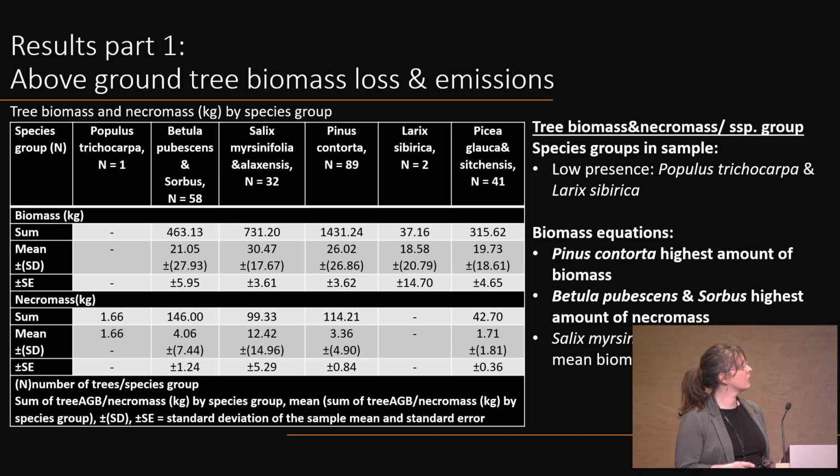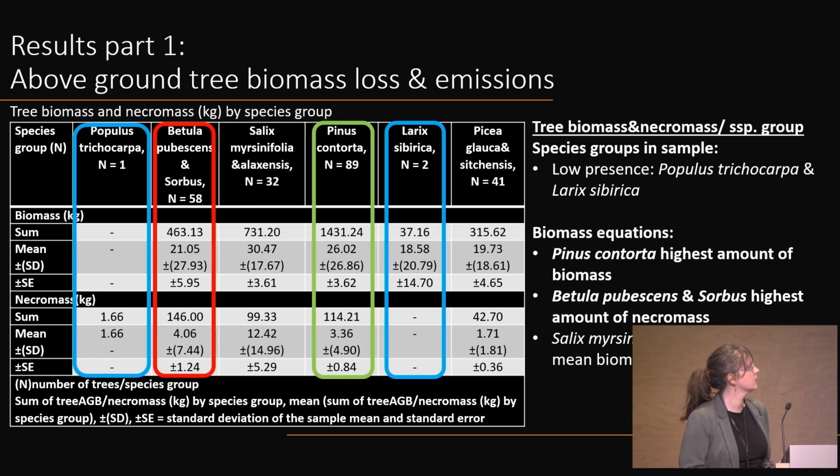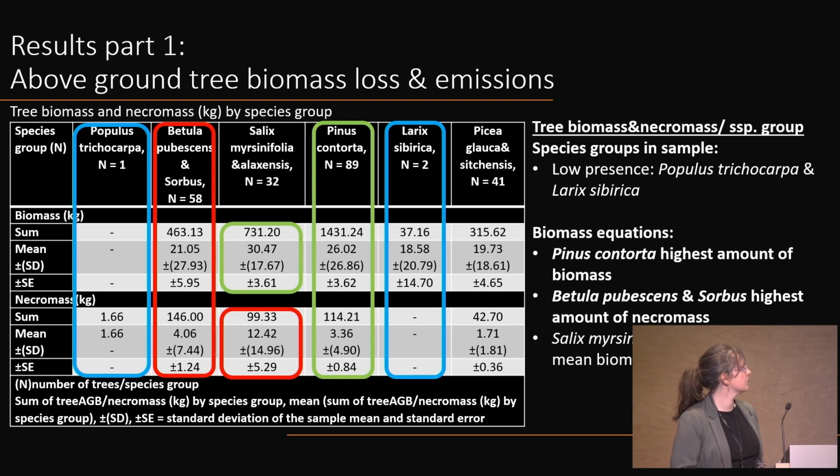At tree species group level, we can see that there's a low presence of certain species such as poplar and larch in the sample. When I applied the biomass equations, the highest amount of biomass, that is living trees, was in Pinus contorta, whereas the dead biomass, or the necromass, was highest in birch and sorbus. There was an overall highest mean biomass and necromass in the Salix species group.